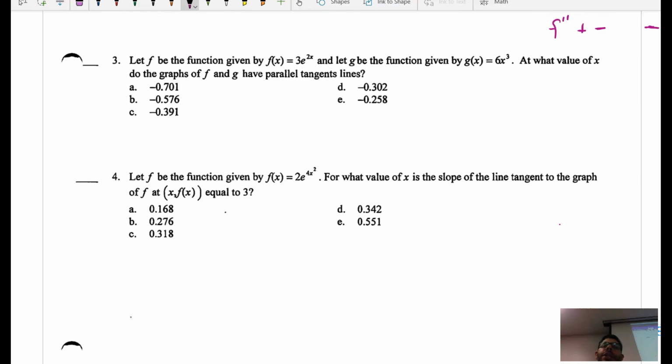Here's two functions, f and g. At what value of x do the graphs of f and g have parallel tangent lines? What are they asking for here? Parallel tangent lines. Where their slopes are what? The same. So how would we find their slopes? The derivative. So let's find f prime. And let's find g prime.